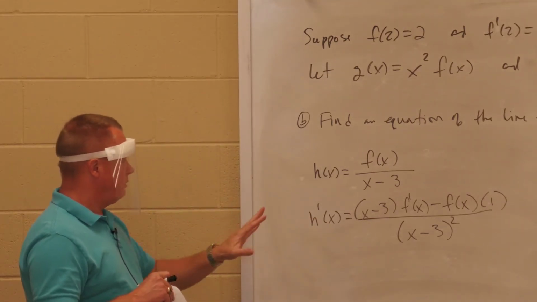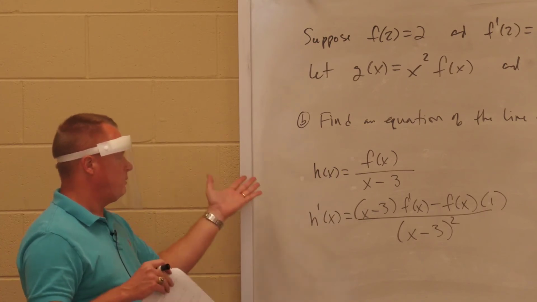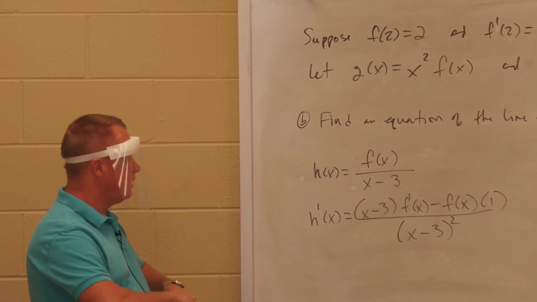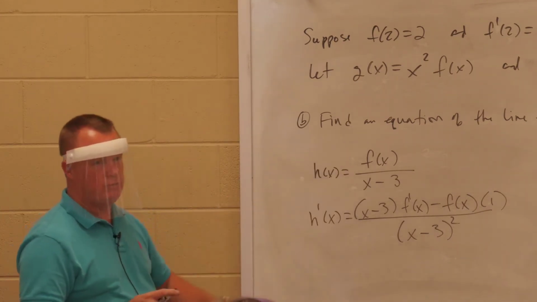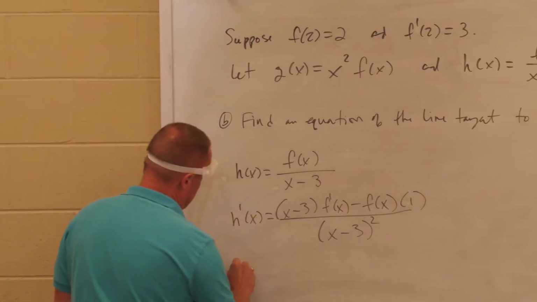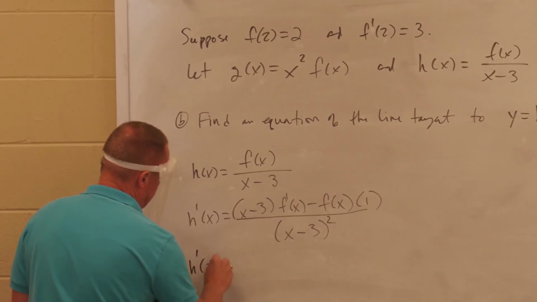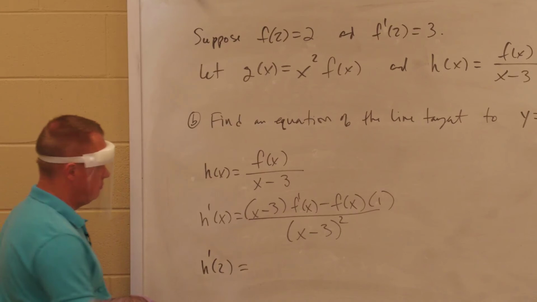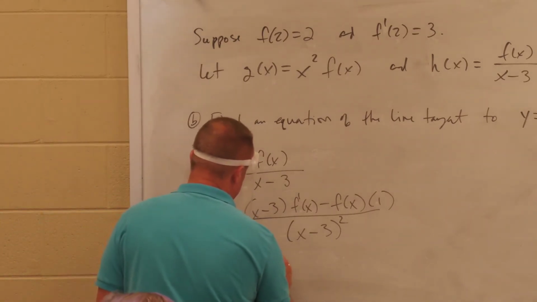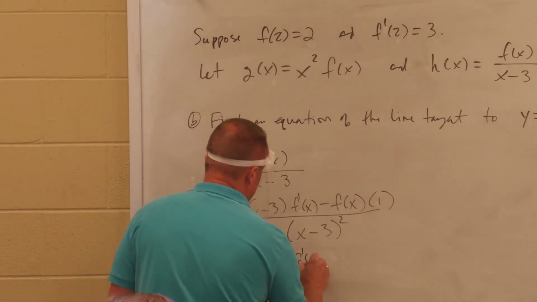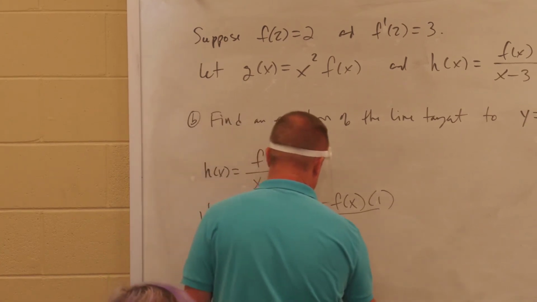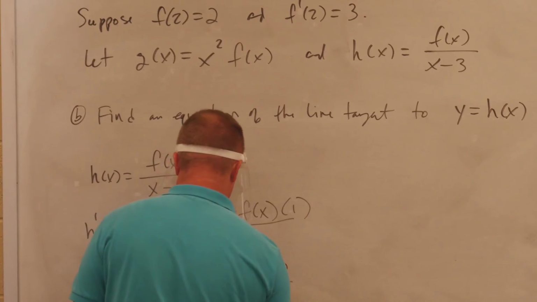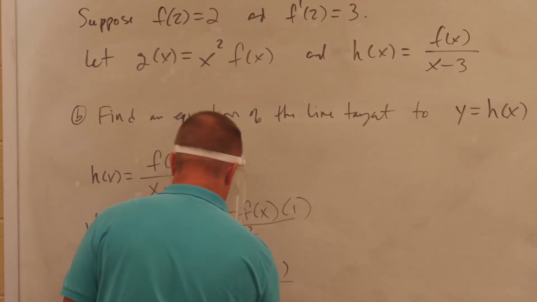Now, I don't need to do anything else as far as reducing it. Really, you can anyway. But now I need to know, what is the slope of that tangent line when x is 2? So let's find h prime at 2. Where I see x in there, I'm going to put in a 2. So I would have 2 minus 3, f prime at 2, minus f of 2, of course, times 1, and then 2 minus 3 on the bottom.